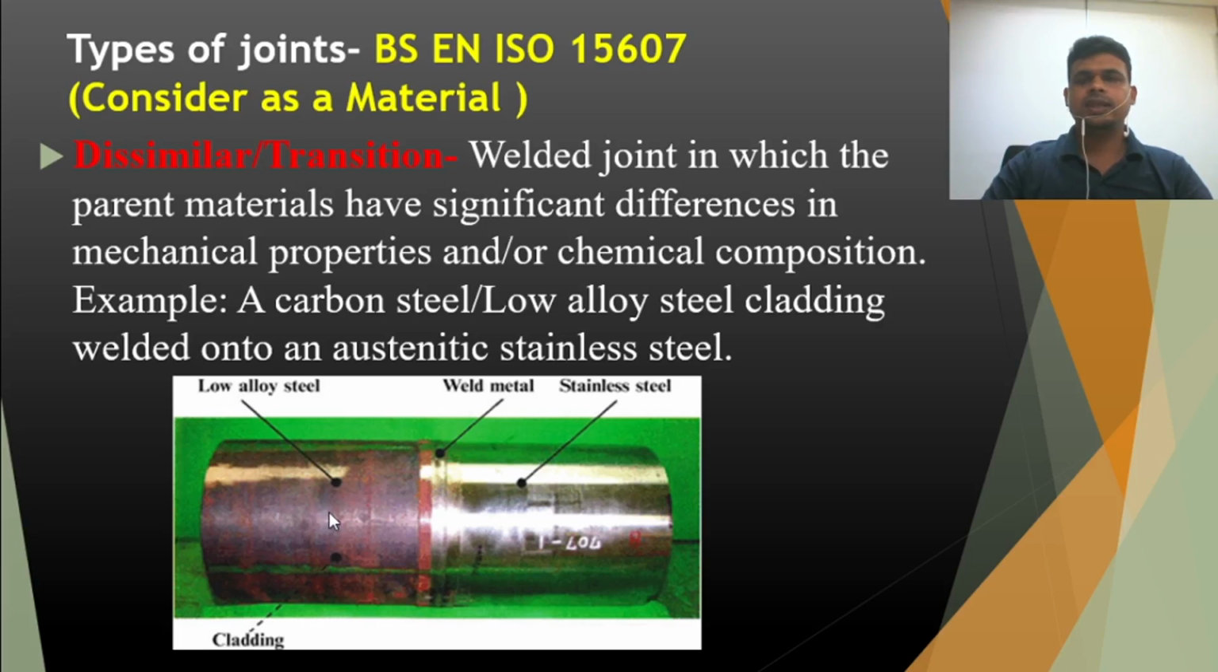So here we get the three things. Number one, parent material and weld material have no significant difference. Second one, parent metal and weld metal have significant difference. Third one, the two parent metals have different mechanical properties and chemical composition. So this is the dissimilar or transition.